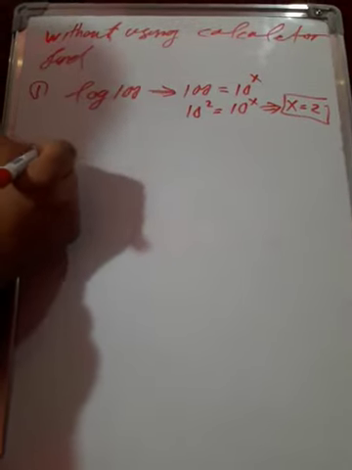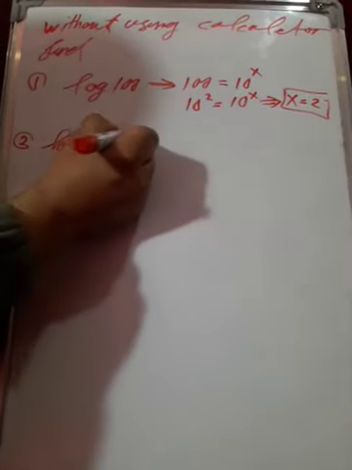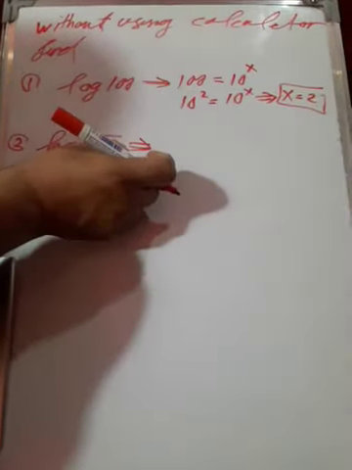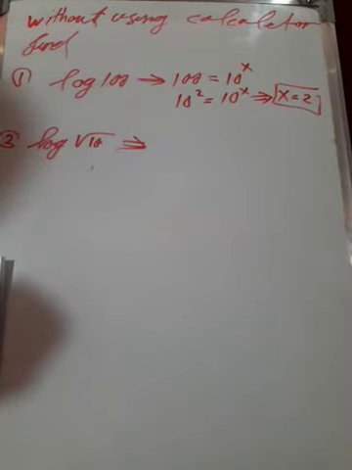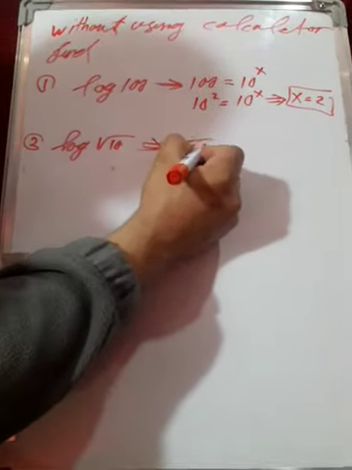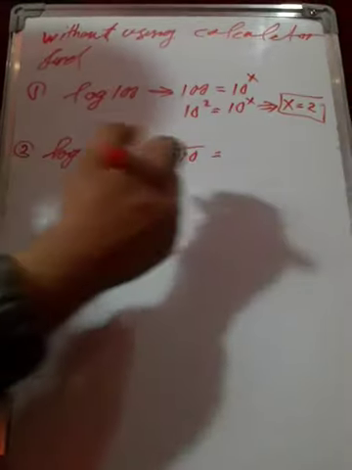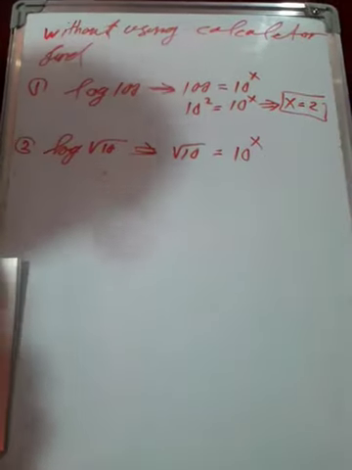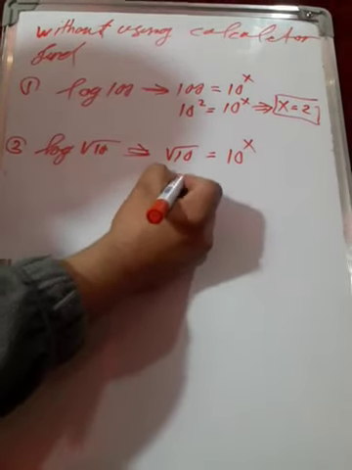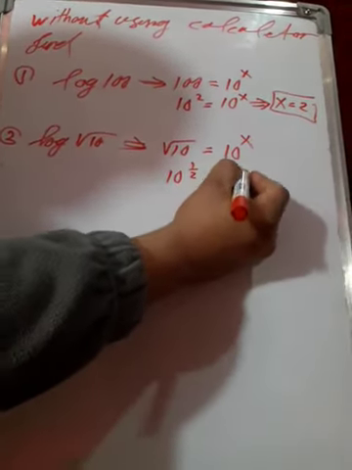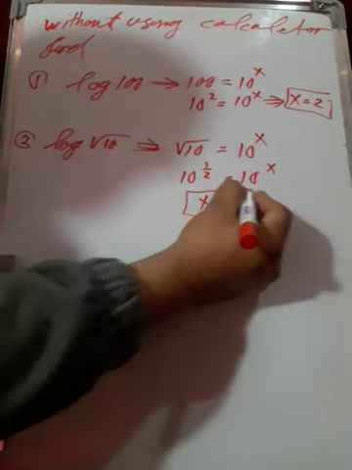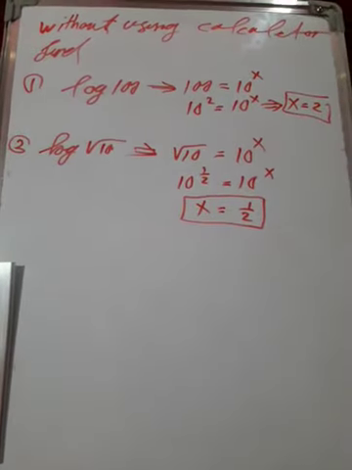Another example, the logarithm of the square root of 10. Then I write it as what? The square root of 10 equals base 10 to the power x. All of you know that square root means 10 to the power half equals 10 to the power x. So we get x equals half.